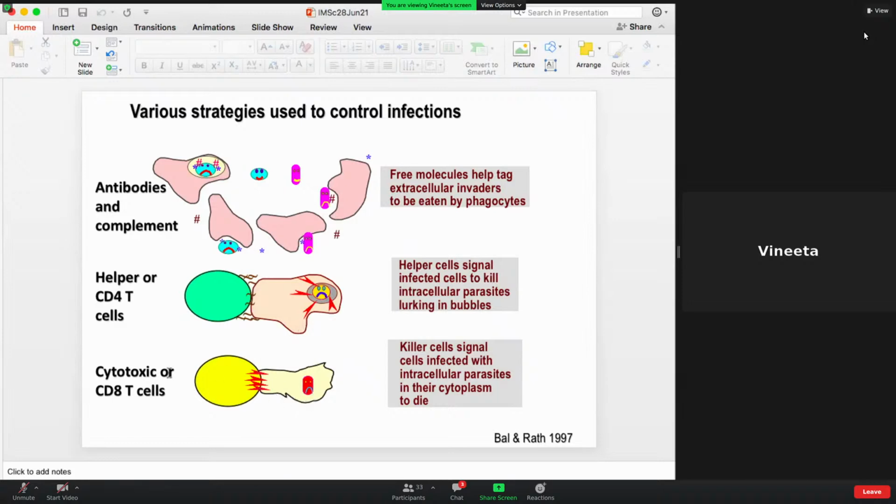The third kind is the cytotoxic or CD8 T cells. And here, the whole cell is involved because the pathogen is not sitting in a vacuole but sitting inside the cytoplasm. As a result, the best option available is to kill the cell. So these are the three broad kinds of immune responses. All three contribute to protection in different situations.